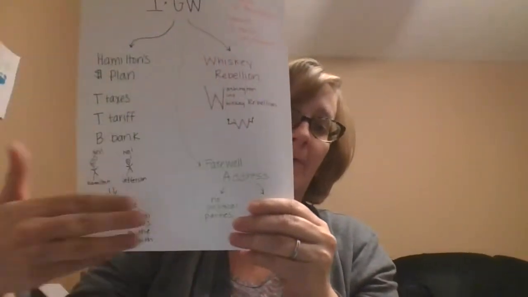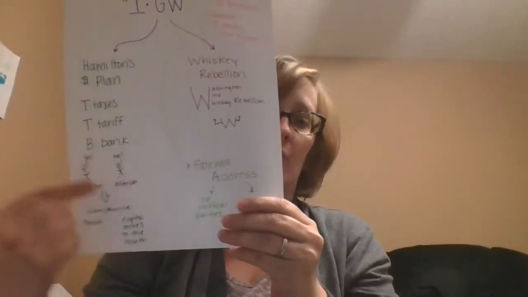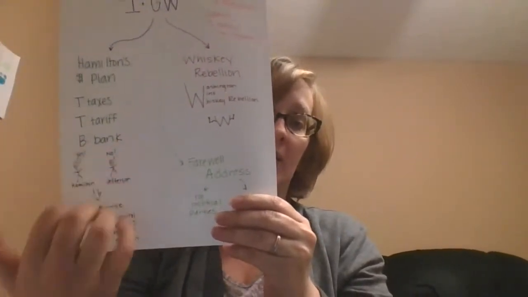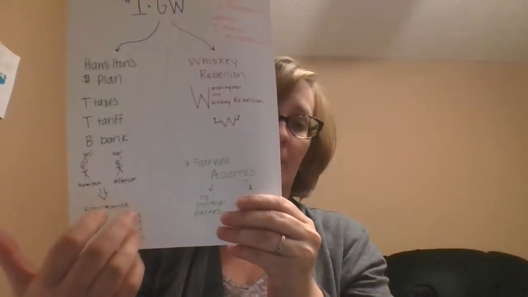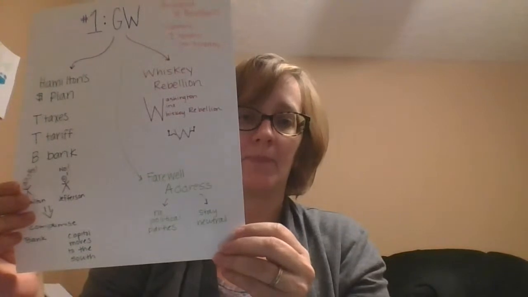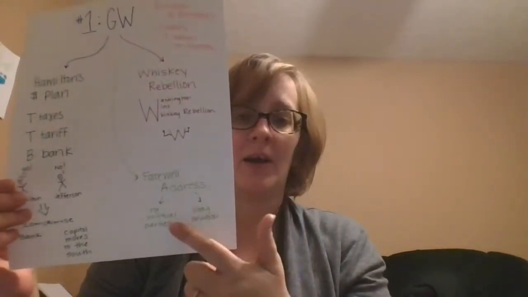Okay, again, really focus on, make sure you understand Hamilton's financial plan, that it creates this conflict, it leads to a compromise, and the compromise is moving the capital. He says no political parties, and he says stay neutral. Those are his two pieces of advice.